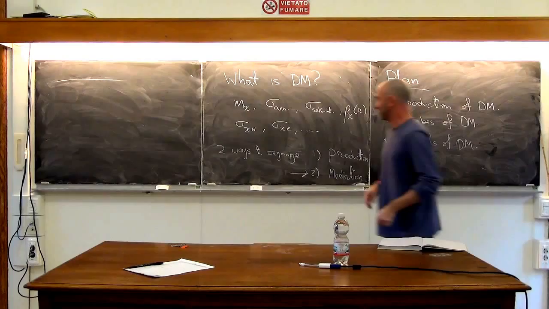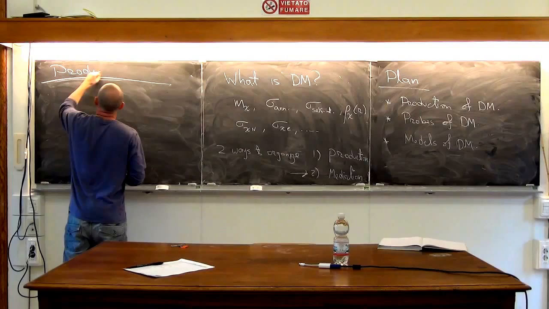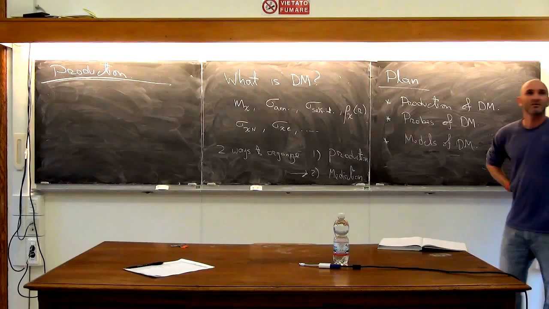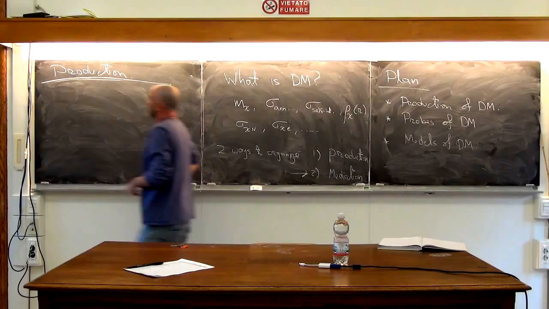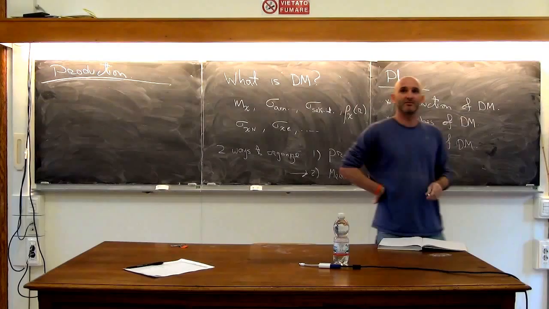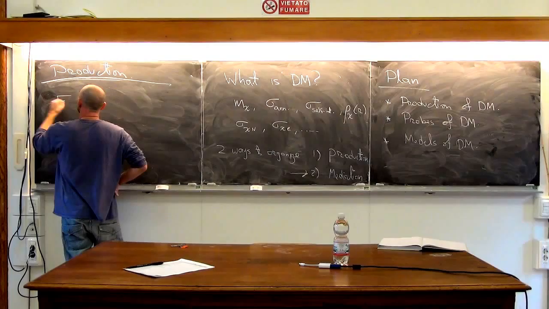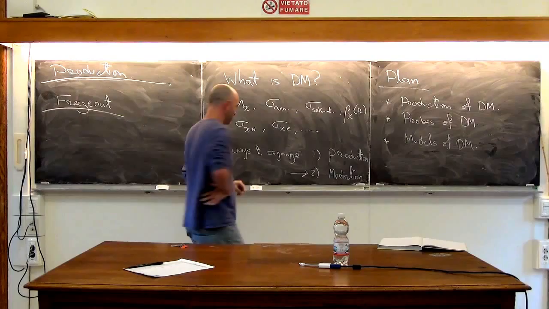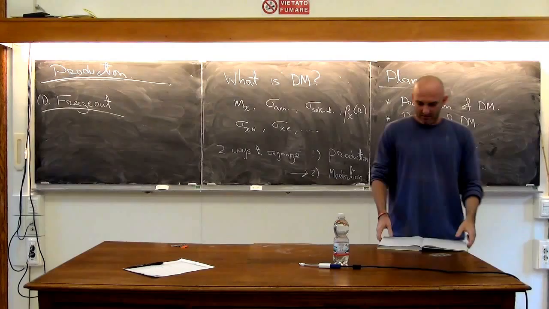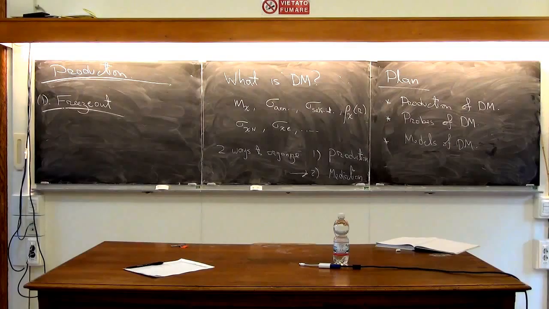Okay, so let's start. Probably the most well-known way to produce dark matter, the most attractive way to produce dark matter, is the so-called freeze-out. So what is the idea of freeze-out? Freeze-out is a mechanism that is completely independent of initial conditions.